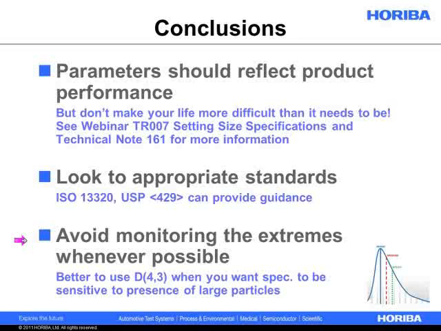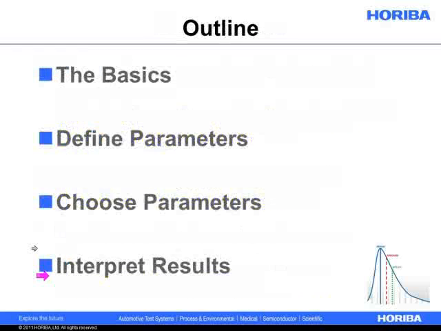And again, as a recommendation, avoid monitoring the extremes whenever possible. If you really care about large particles, maybe the mean is enough. Just tracking small changes in the mean can give you an idea of large particles. And it's a lot more reproducible than, say, the D99. So now we'll go into some result interpretation case studies.